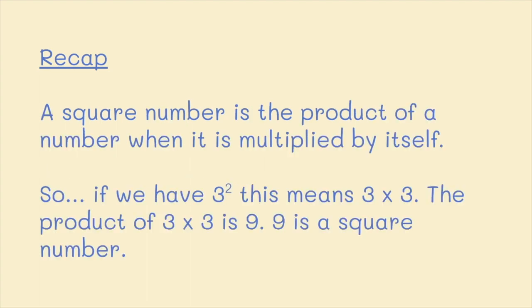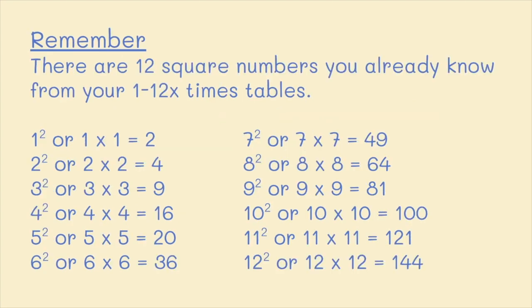Let's have a look. A square number is the product of a number when it's multiplied by itself. So if we have 3 to the power of 2, which is 3 squared, this means 3 times 3. So 3 times by itself. The product of 3 times 3 is 9. 9 is a square number, okay?